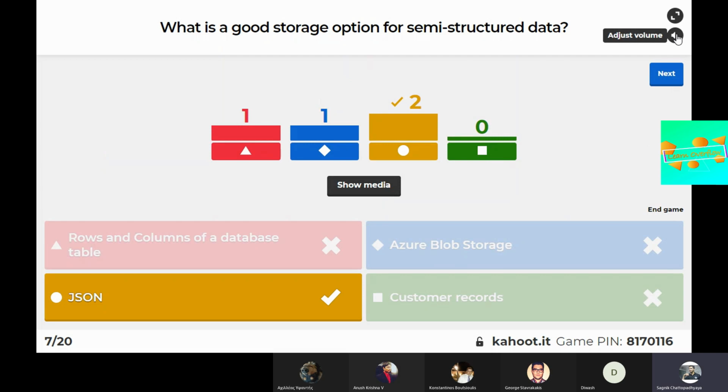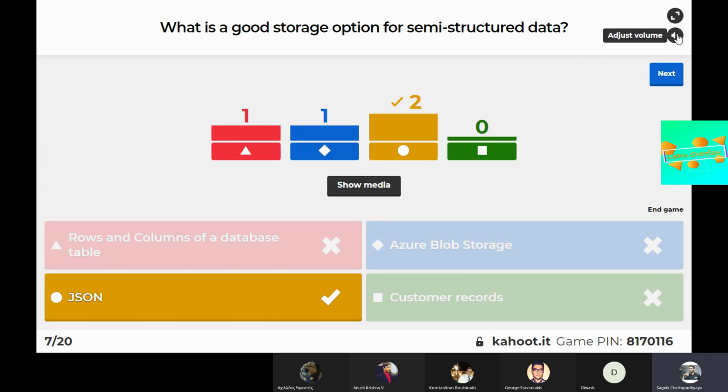All right. So the question is, what is a good storage option for semi-structured data? Number one, rows and columns is wrong, because rows and columns of a database table are for structured data. So it's cancelled.